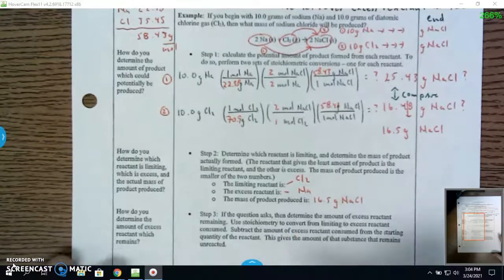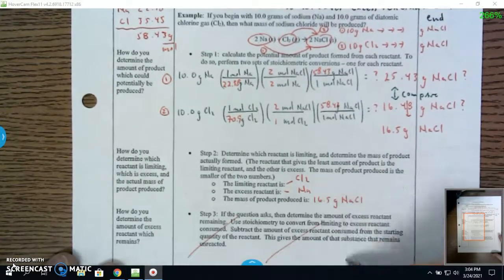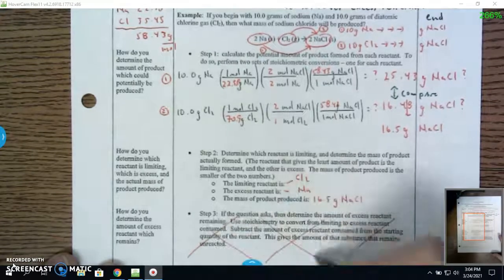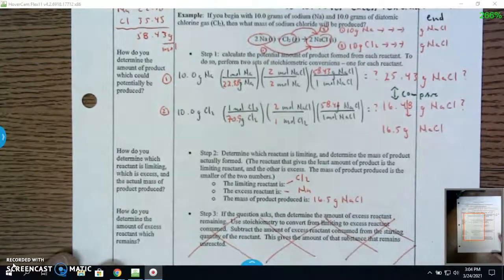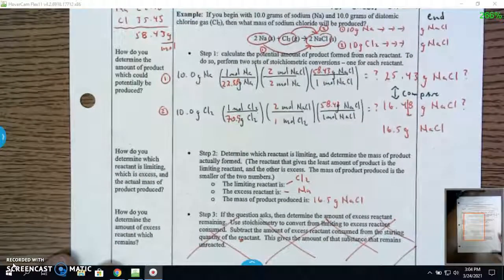Okay, this year we're not going to be working on step 3, so you don't need to worry about step 3 down there. Okay, and that's how we do limiting and excess reactant problems.